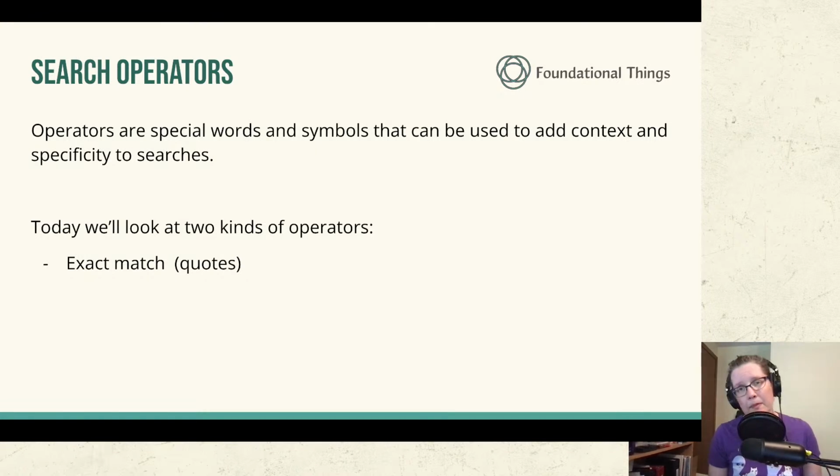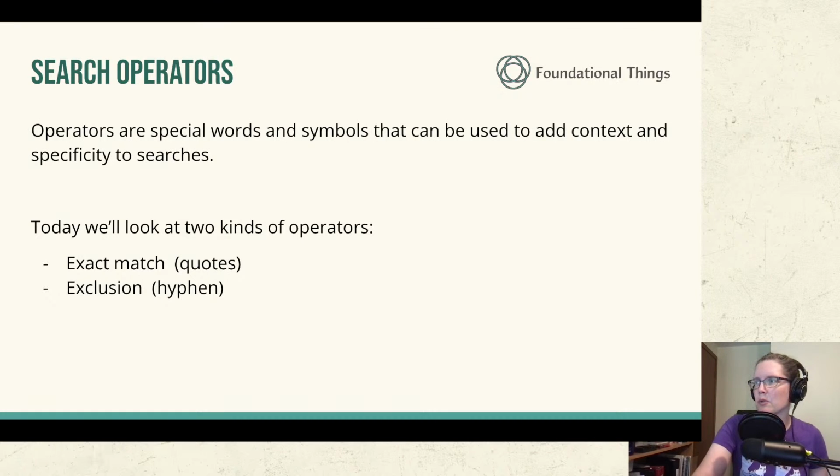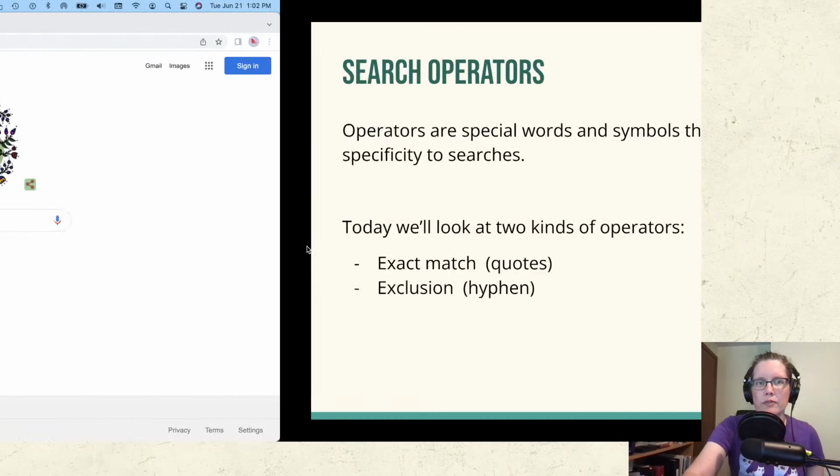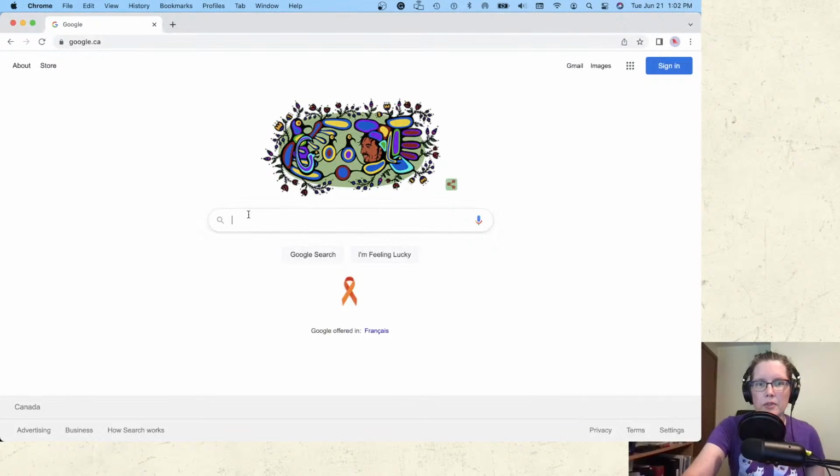Exact match is one kind of operator. That's what I'm calling it anyway. It describes it well. And that's when you use quotation marks, when you use quotes around some words. We'll talk about that. And that's one I probably use pretty much every day. And then there's an operator that handles exclusion, so leaving something out. And that's used with the hyphen. So let's just flip on over here and look at a couple of examples.